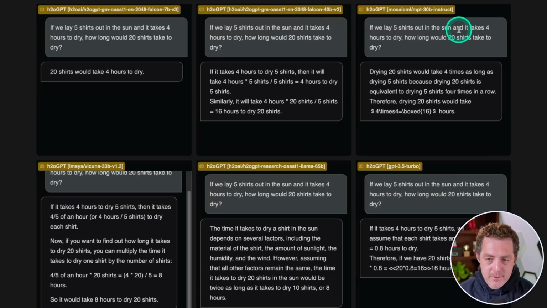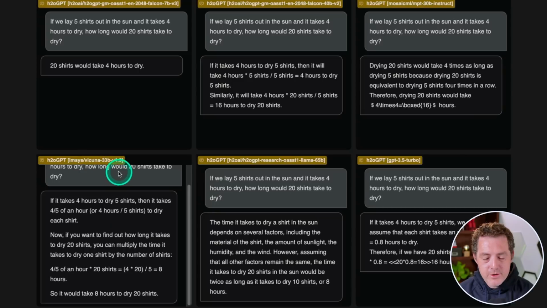For the MPT30B instruct, it gave me a nonsensical answer. So that is a failure. Vicuna33B, I'm not sure how this math makes sense at all, so that's also a failure. For LLaMA65B: the time it takes to dry a shirt in the sun depends on several factors, including the material of the shirt, the amount of sunlight, the humidity, and the wind. However, assuming all other factors remain the same, the time it takes to dry 20 shirts in the sun would be twice as long as it takes to dry 10 shirts, or 8 hours. So I don't even know why they reference 10 shirts, because I don't reference that anywhere. That's a failure.